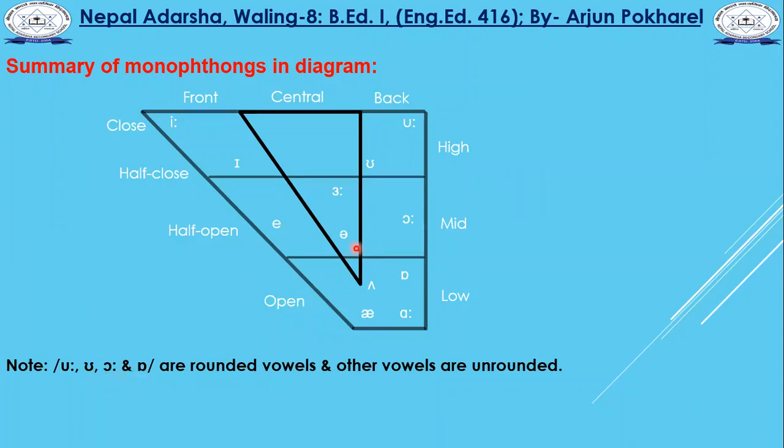Okay, O. Now this 1, 2, 3, 4. Okay, these 4 are what? They are rounded vowels, and other vowels are unrounded.